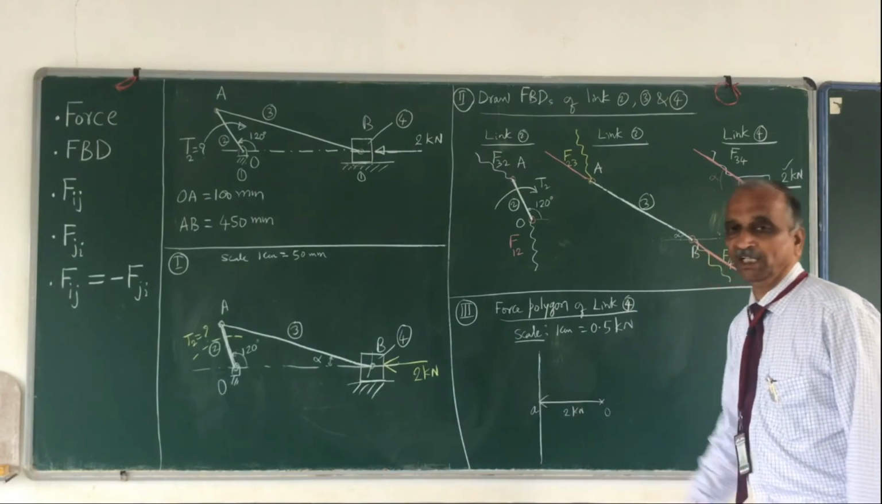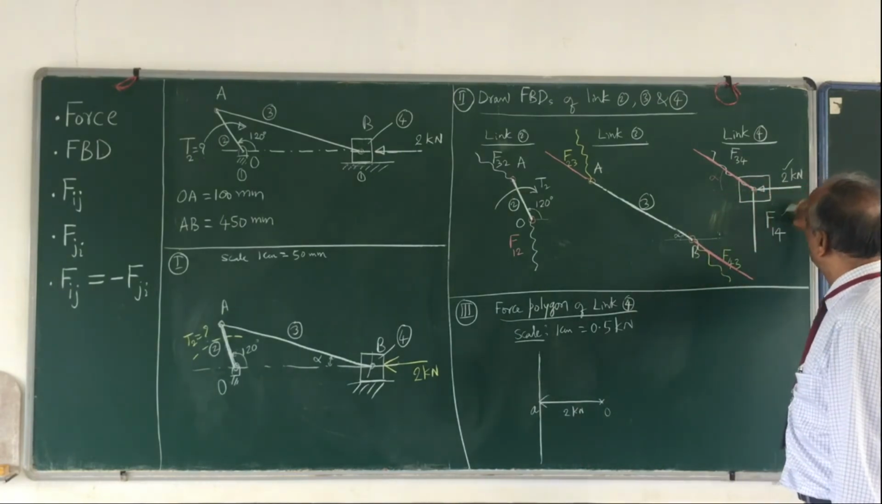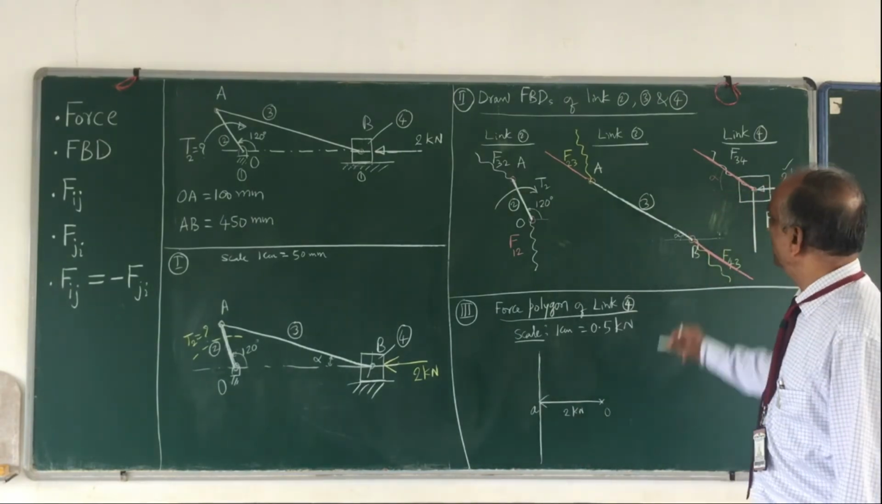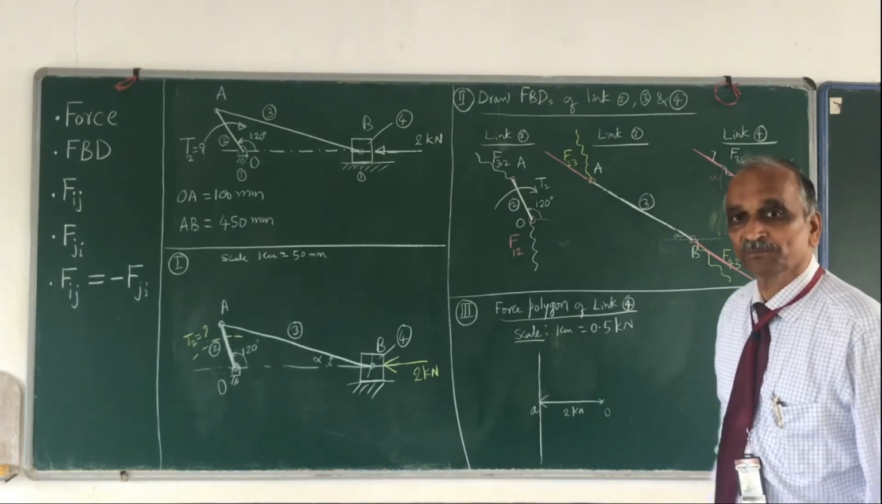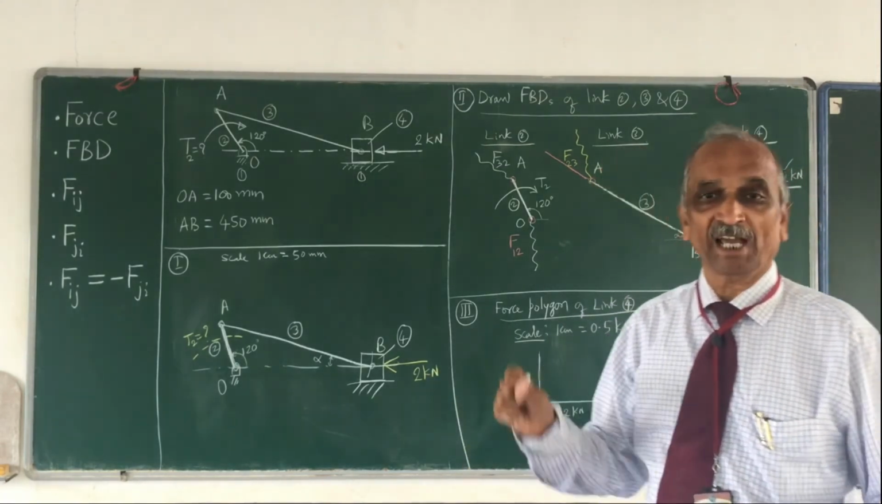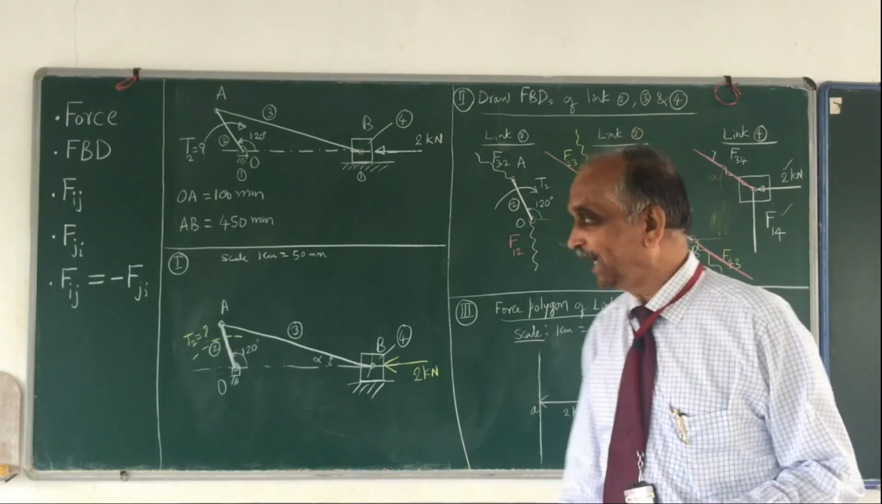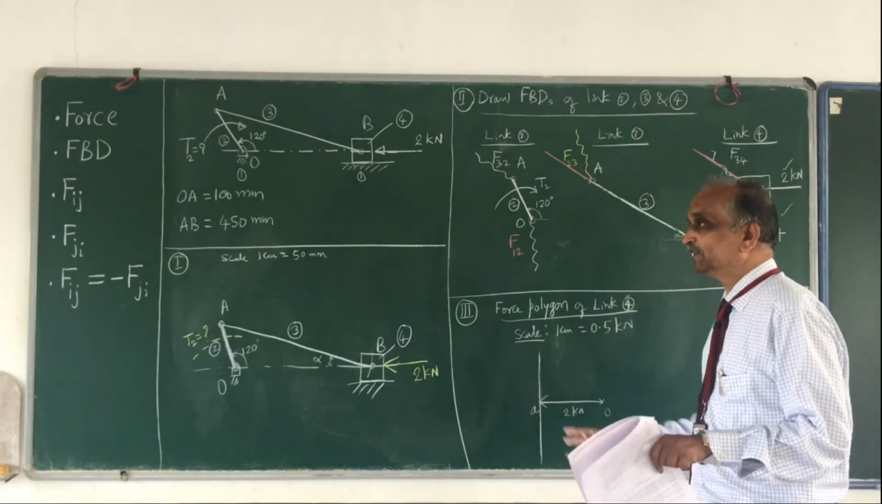But at point A, this F14 also has been represented. Now I am left with only one force, and I know that the resultant has to be 0. Resultant has to be 0. What is the meaning of resultant must be 0?